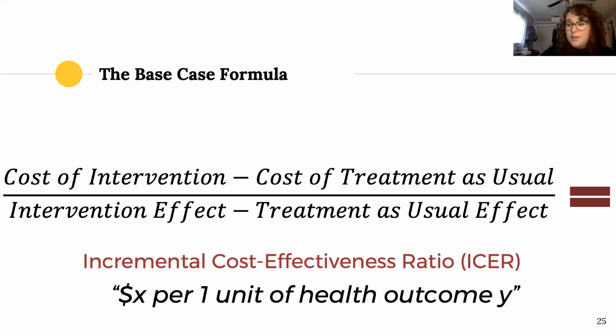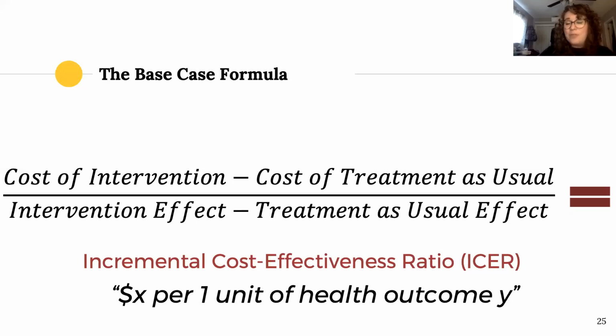And your result, the key number that you care about, is called the incremental cost effectiveness ratio, or ICER. And here's how to interpret this number. It's going to give you a dollar amount, and that dollar amount is the cost per one unit of your health outcome. So let's just give a really simple example.